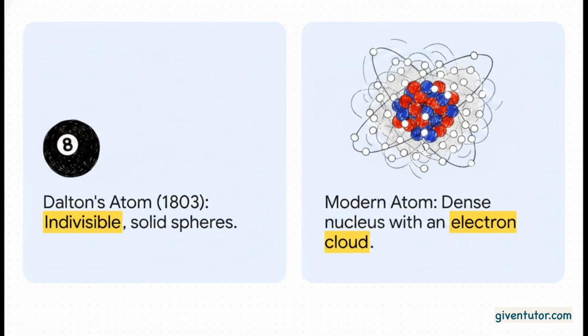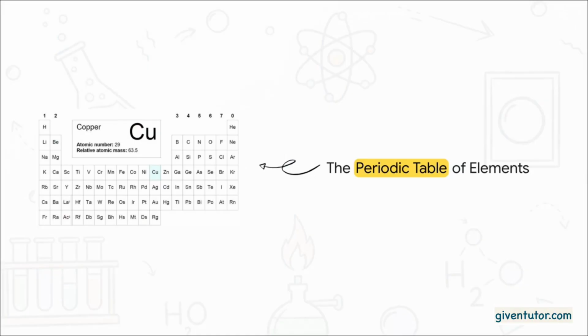But science is all about updating our models when we get new evidence. So today, we know the modern atom is way more complex. It's got this dense nucleus right in the center, made of protons and neutrons, and it's surrounded by this super fast-moving cloud of electrons. Understanding how these models change and develop is a really huge conceptual part of the MYP sciences framework. And here it is, the periodic table of elements. Basically, a menu of all the different flavors of atoms we've ever discovered.